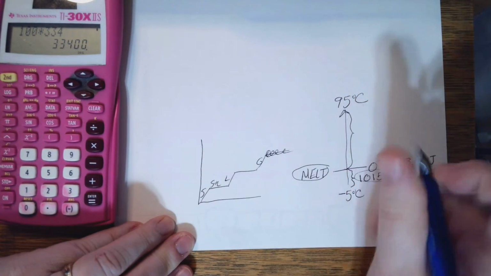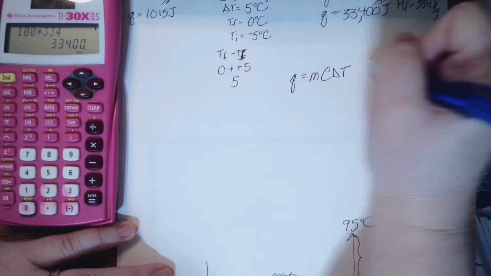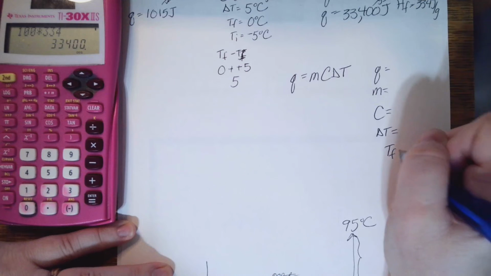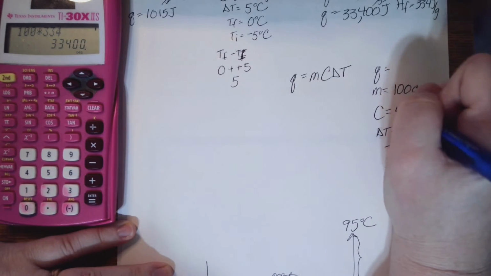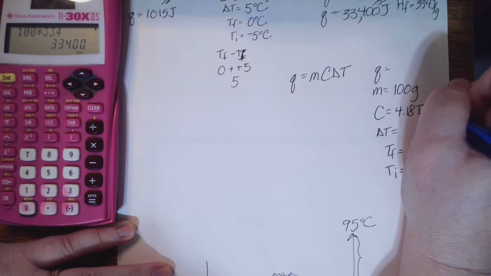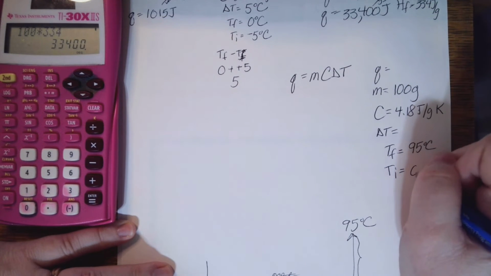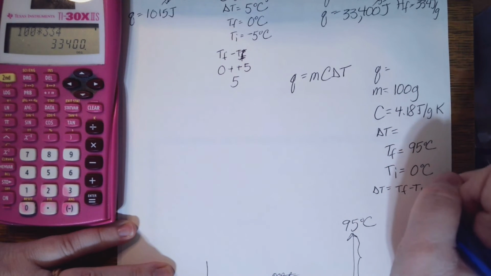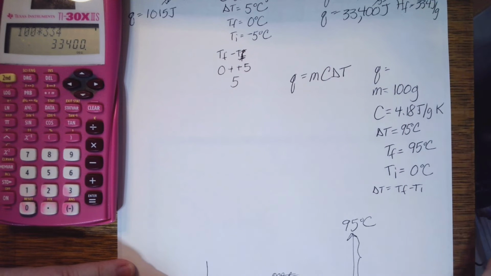But now I still need to heat it, this big chunk right here. So I need to do again, Q equals MC delta T. Let's see what I got for my variables. Remember, final. Hopefully I don't write it so messy this time. My mass, 100 grams. C, since it's liquid water now, I can use this, 4.18 joules per gram Kelvin. My final temperature is 95. My initial temperature is 0. So my delta T is final minus initial. So 95 minus 0, well, that's easy. 95 degrees Celsius.